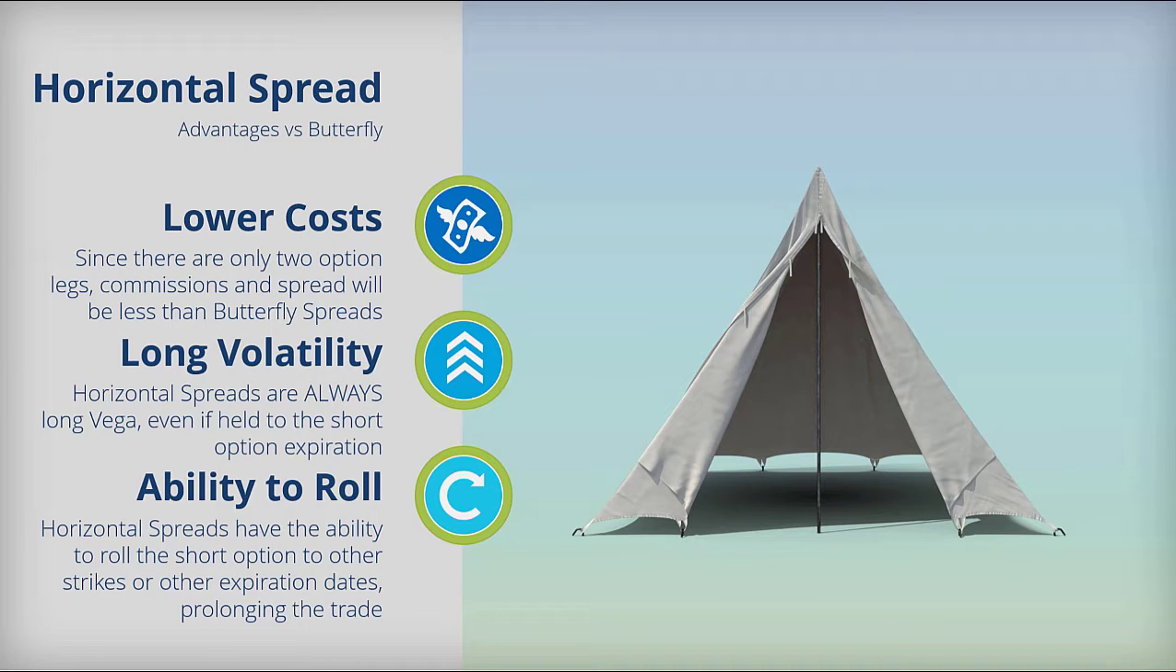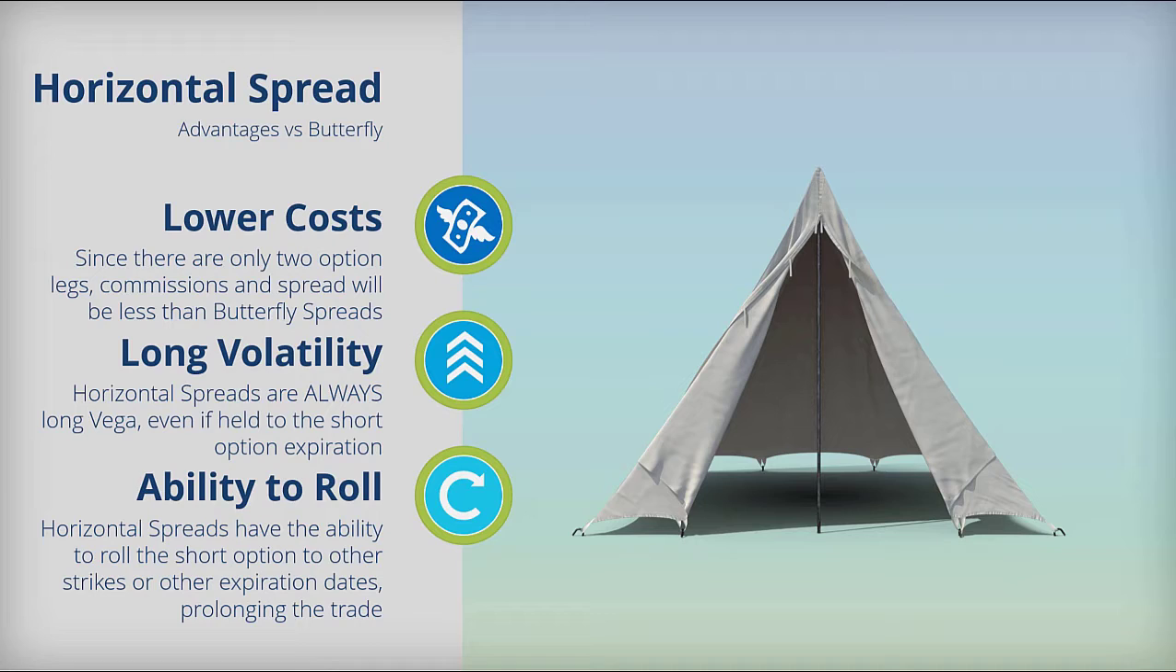Now, if you want to take a look at any advantage that the horizontal spread trade has over the butterfly, it is the ability to roll. This is absolutely the number one reason why, if anyone said, Rob, I like horizontals more than butterflies, this would be the only thing I could agree with them on: the ability to roll.